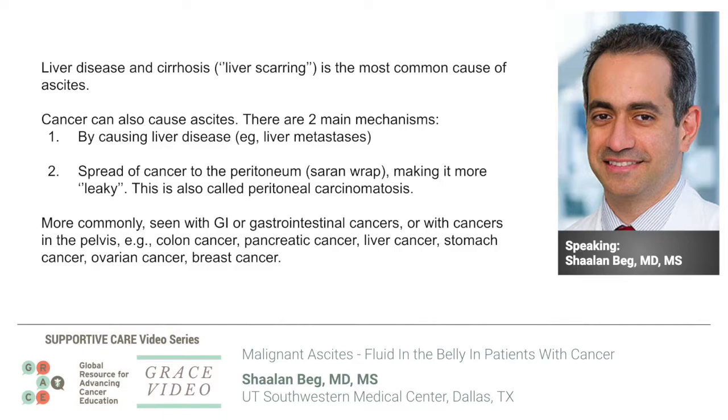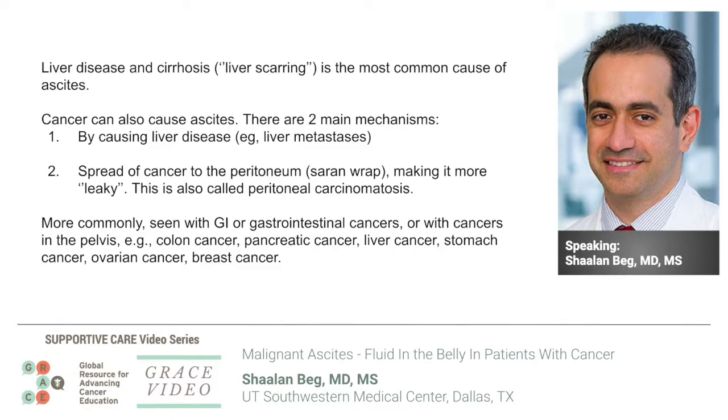And the other group of cancer patients who can develop ascites are folks who have symptoms of liver failure because of the cancer involving the liver, again leading to a mechanism where it's increasing the pressure, either by involving the veins in the liver or the liver tissue itself.